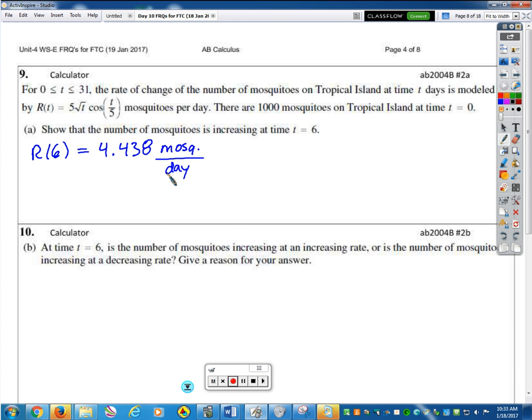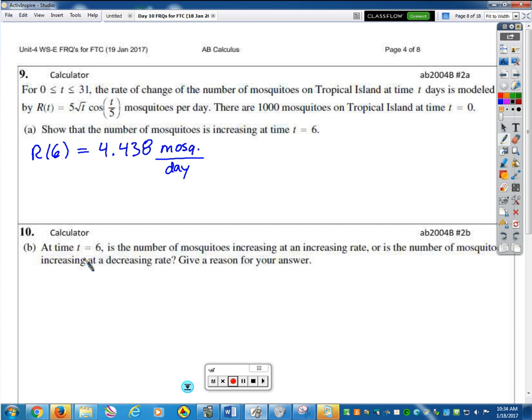Okay, look at number 10. You've got 2 minutes. Number 10 wants to know, is this rate itself, remember, this is a rate, increasing or decreasing at time equals 6. Okay, so what I want you to do right now is read the problem and listen to my words and see if it makes sense to you. Read the problem to yourself. It's only 2 lines. Make sense of that. And listen to my comment.